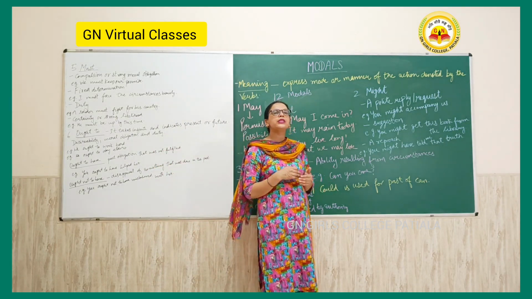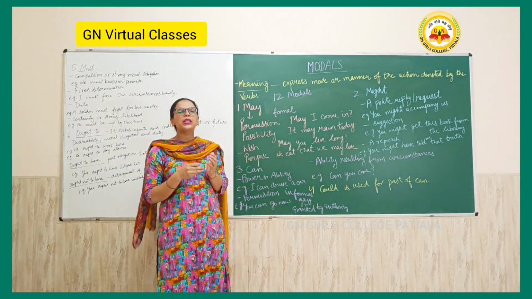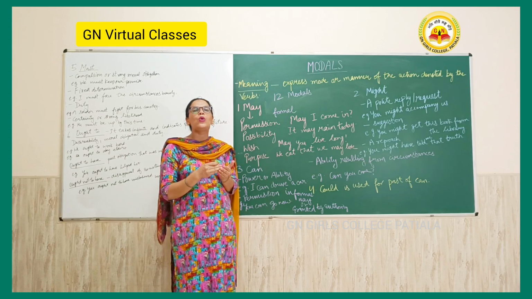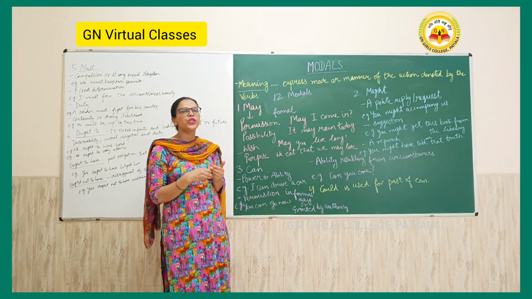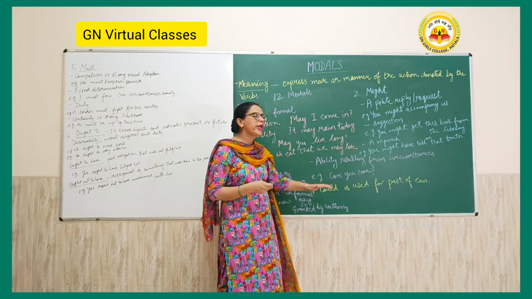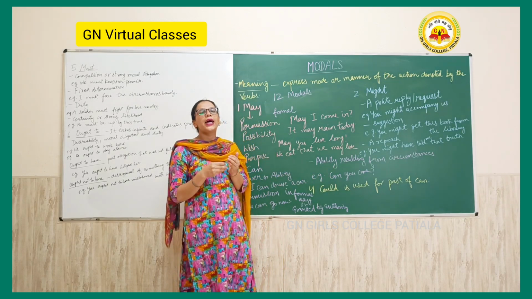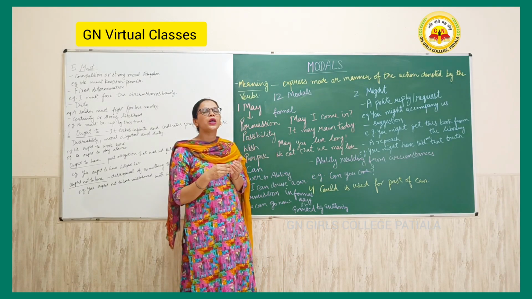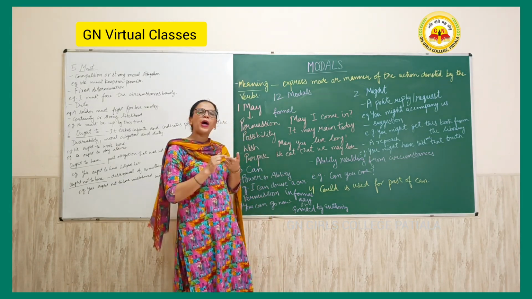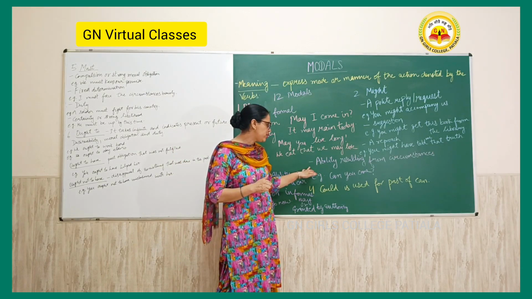Third one is ability resulting from circumstances. Sometimes you are asking someone to do something, but if the circumstances allow the person, then he or she can do that. Like for example, can you come? This means the person has free time, then he will come if the circumstances allow him. So can is used for power or ability, permission or ability resulting from circumstances.